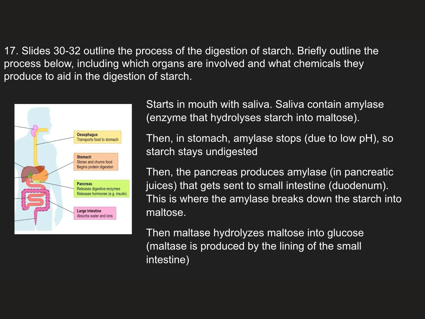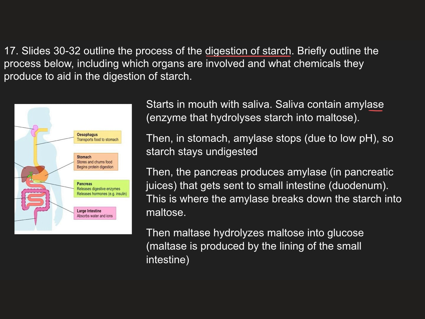All right, so slides 30 through 32 on the Canva slides outline the process of the digestion of starch. Briefly outline the process below, including which organs and what chemicals they make. So it starts in the mouth with saliva. So we're outlining the process of the digestion of starch. So the saliva in your mouth contains amylase. And remember, anything that ends in ASE is an enzyme. So amylase, that's the enzyme that hydrolyzes starch into maltose.